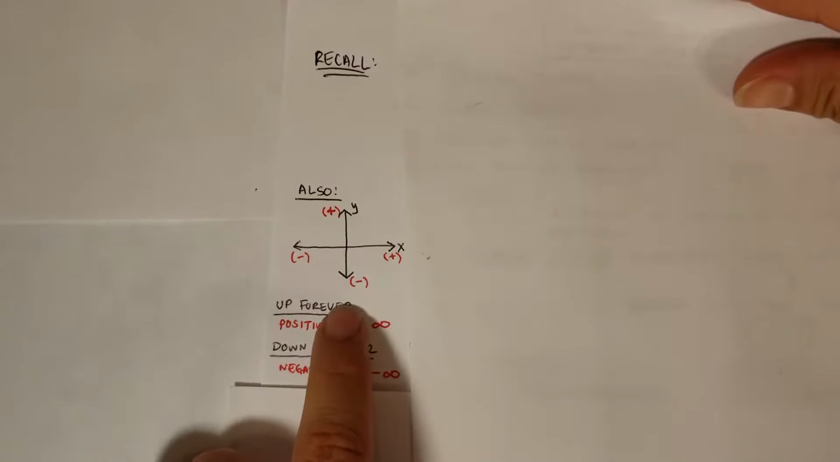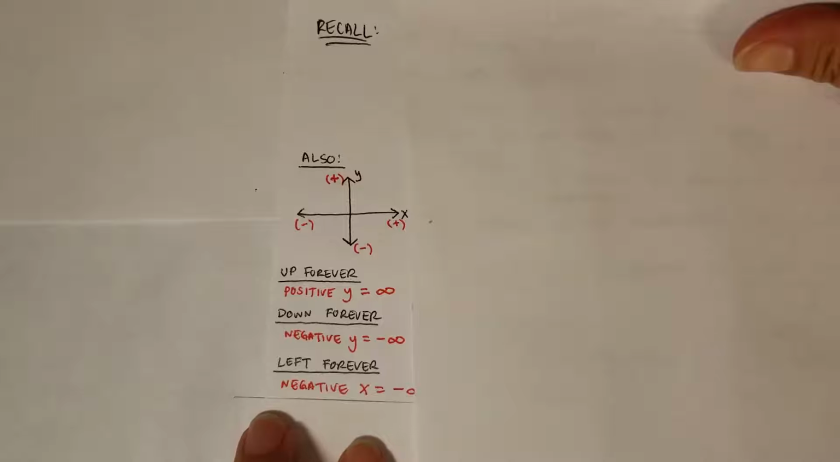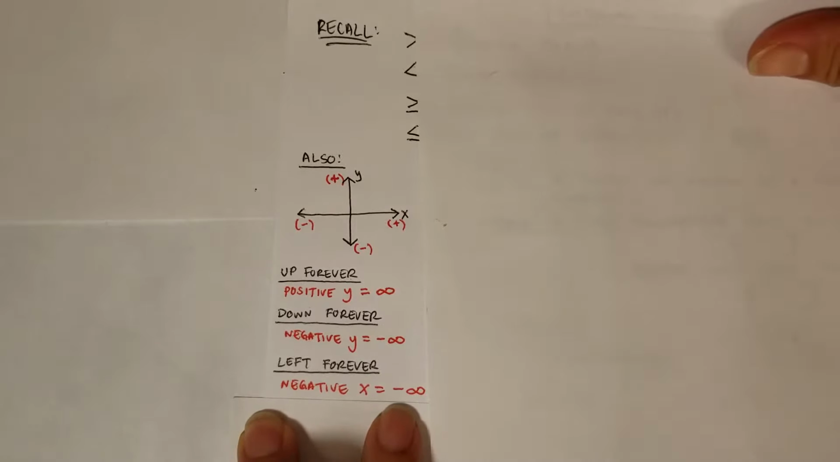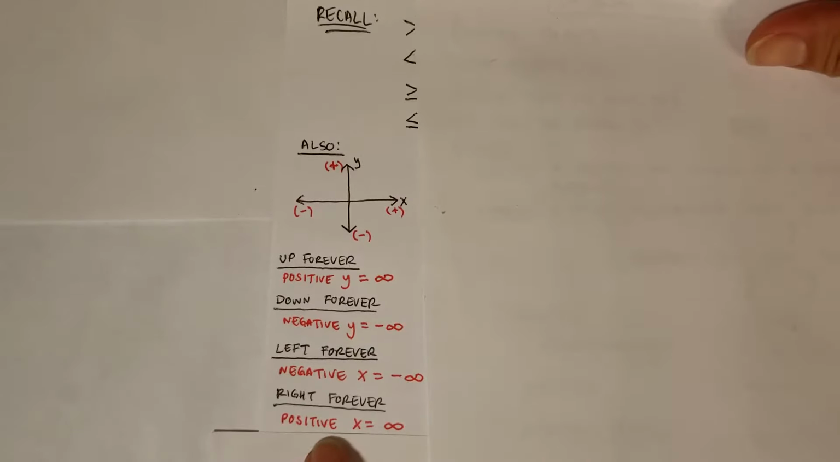So the y is downwards. That value would be negative, so it would be negative infinity. If we're talking about to the left forever, well, that's in the negative value of x, so that's negative infinity. If we're talking about to the right forever and ever, that means positive infinity because those are where the positive values of x lie.